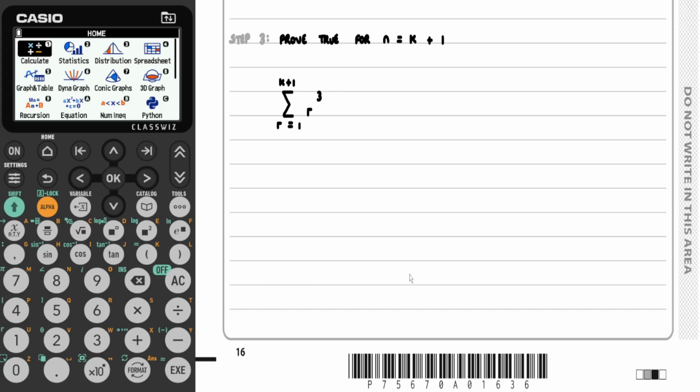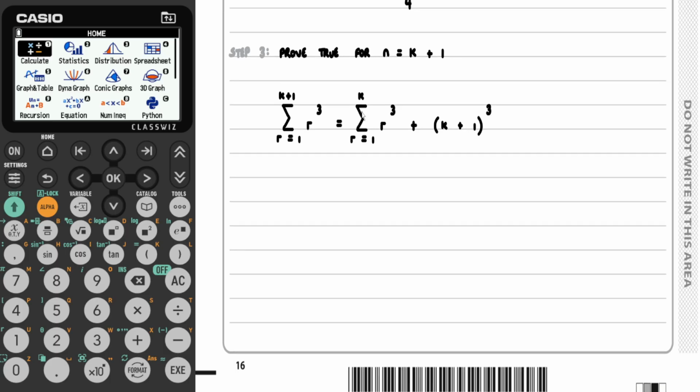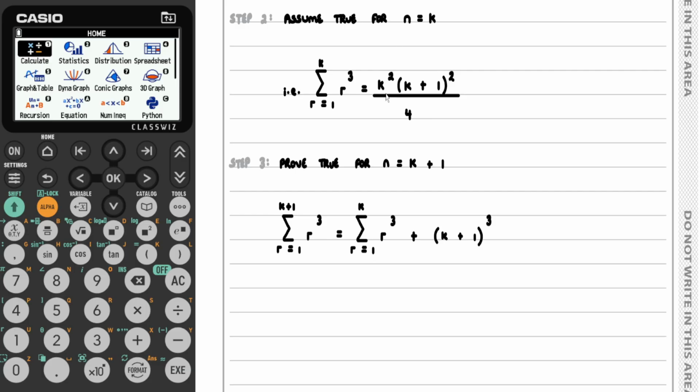The way we can do this is to recognize that this is equal to the sum of r cubed from r equals 1 to r equals k plus the next term after this, which is the k plus 1th term, and that's given by k plus 1 cubed. And the rest is just manipulation. We know that the sum of r cubed from r equals 1 to r equals k, that was shown to be k squared times k plus 1 squared over 4. And then we add on to this k plus 1 cubed.